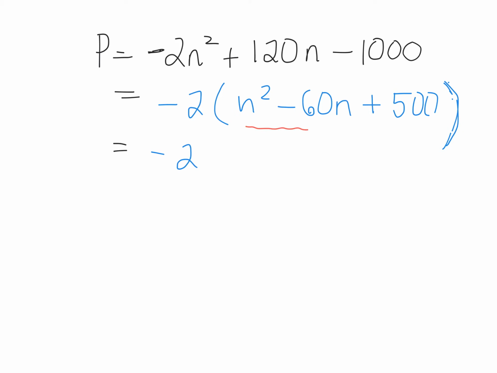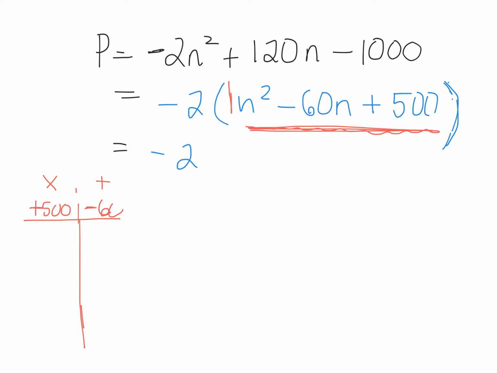So now I'm going to factor this. Can this be factored still? This is a trinomial, right? Where A is 1. So you're looking for product and sum. We're looking for two things that multiply to give me positive 500 and adds up to -60. And then we can write it in factored form. What are the first two terms? -50 times -10 gives me positive 500 and adds up to -60.